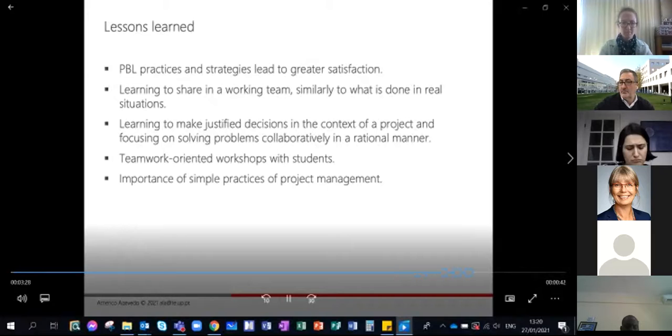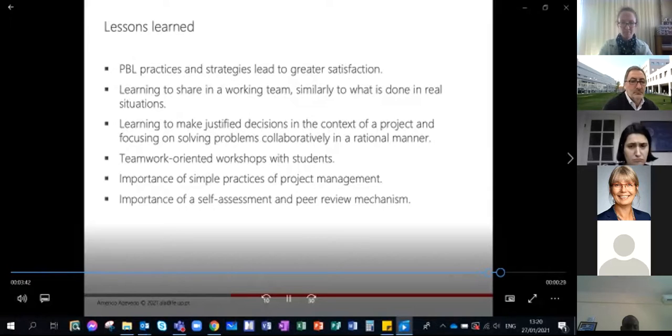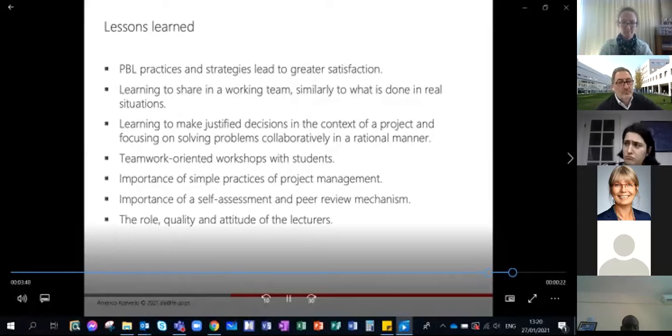It is also very important for students to know the simple practices of project management, emphasizing short-term planning and the creation of sprints and so on. It is also relevant to establish a self-assessment and peer review mechanism that is fair and meaningful for the team's performance. Finally, it should point out the role, the quality, and the attitude of the lecturers. Dedication, professionalism, enthusiasm are fundamental elements to achieve the objectives defined, to keep clear channels of communication, motivate the students, and preserve an open, democratic, and student-oriented relationship.